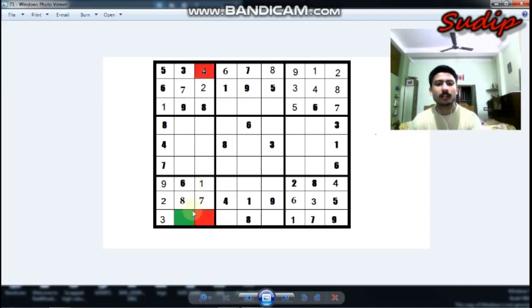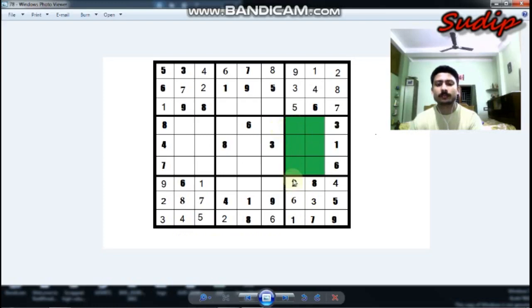For 4, these two positions are left. Now a 4 is here, so the 4 will be placed here. Now only one thing is left, that is 5. Now this line should contain a 6, and here is a 6, so the 6 will be here. Now this line has one thing left, that is a 2.